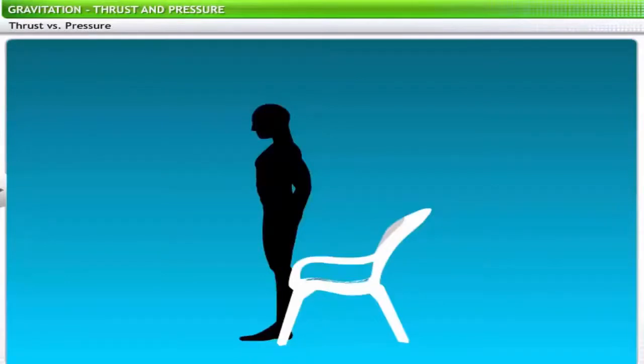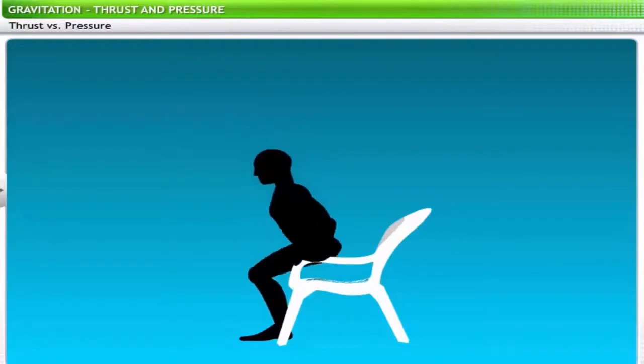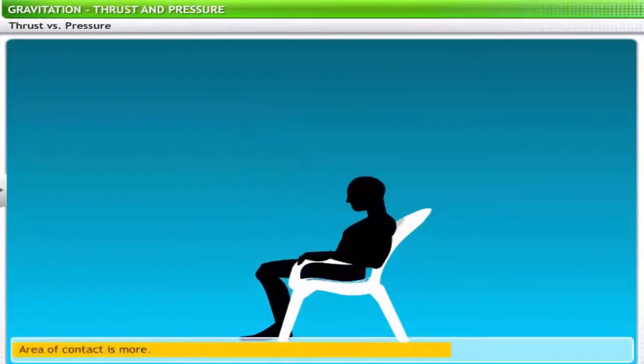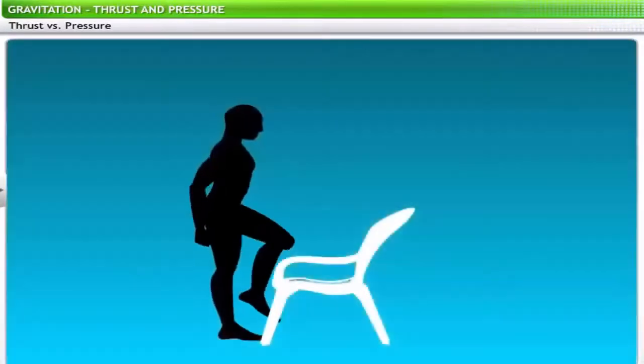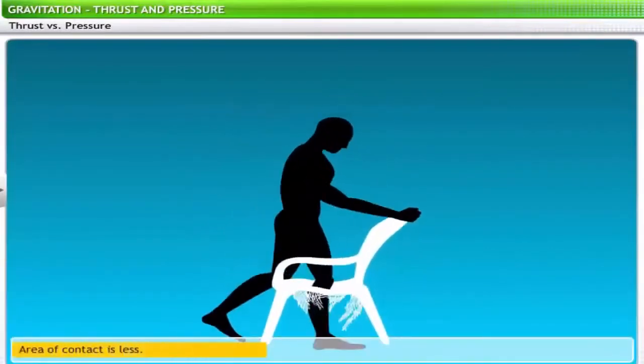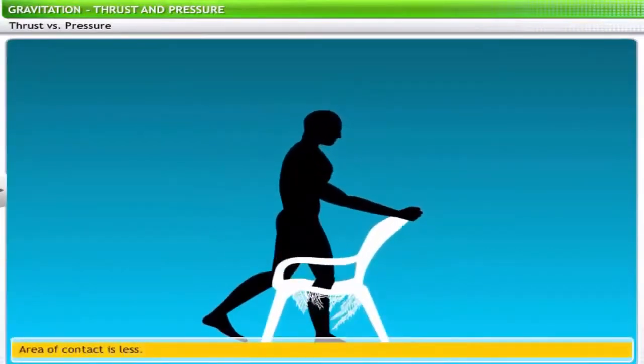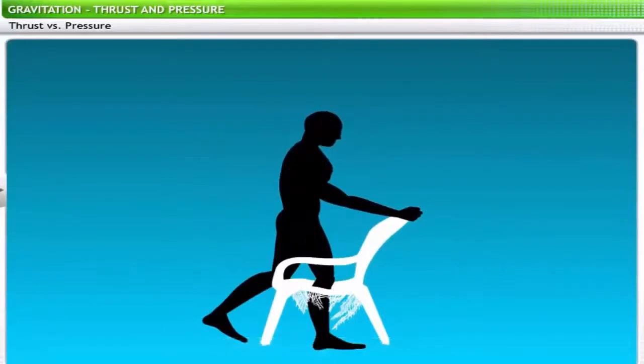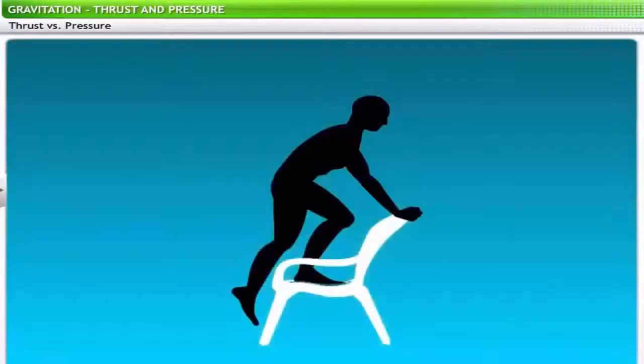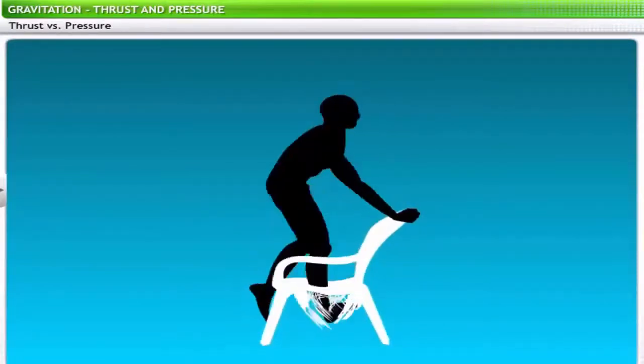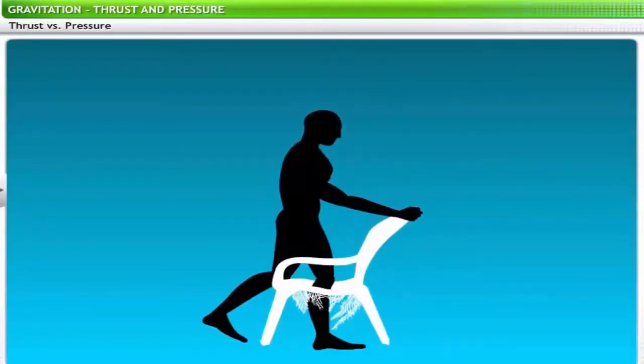Let's look at another everyday example. You may have used chairs in which the seat is created from plastic wire. These chairs are quite safe to sit on. However, if you try standing on such a chair, the plastic wire may give way under the strain. This is because when you stand on the chair, the area of contact becomes much smaller, and the pressure on the wire crosses the safety limit.